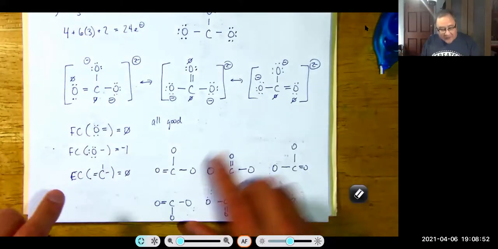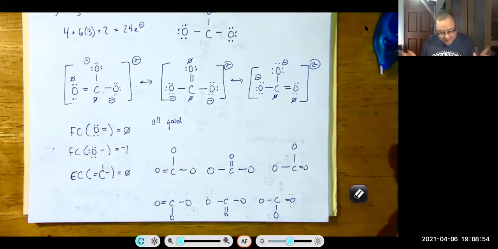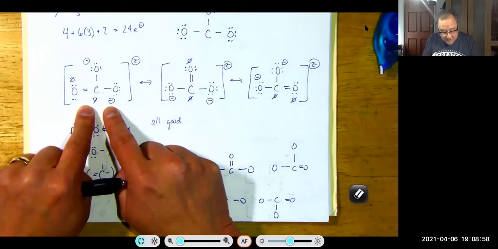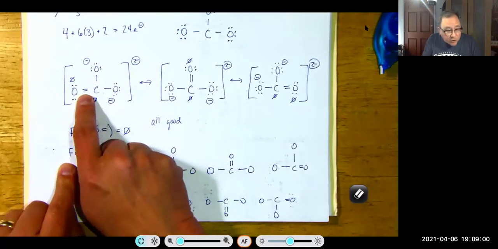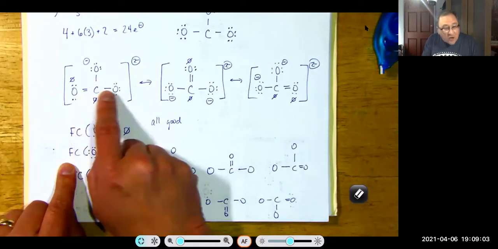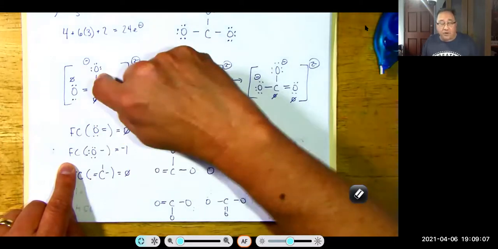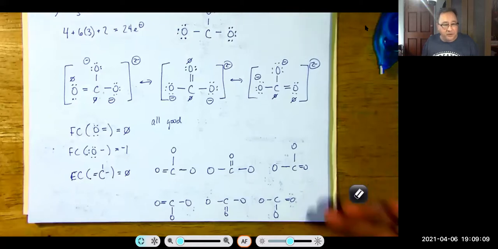If it's something simple, it's simple. Here's what I mean by that. If this were the correct one and the only correct one, this bond order would be called 2. This bond order would be called 1. And this bond order would be called 1. So bond order is the number of bonds between two atoms.